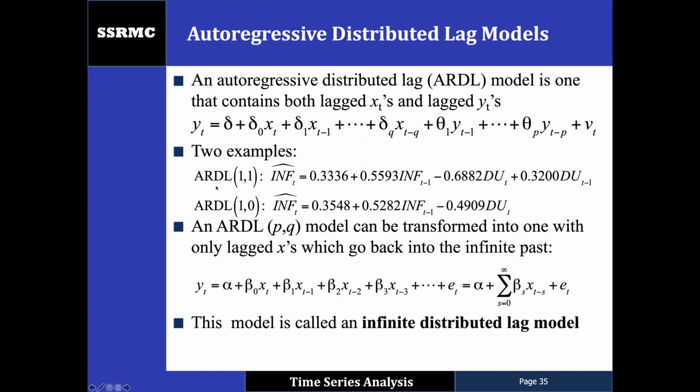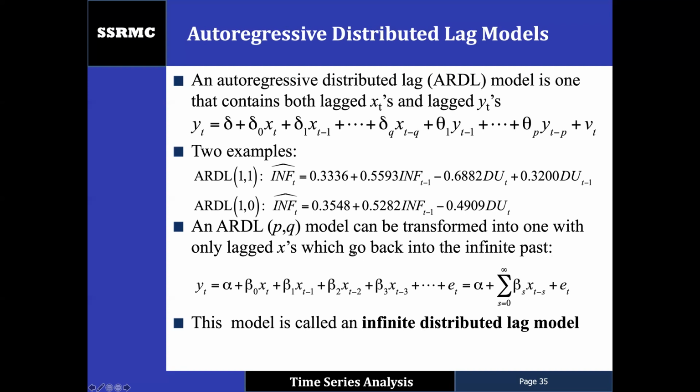So for example, we have this ARDL(1,1) model, which means we only include lag terms for the dependent and independent variable up to lag 1. You may have an ARDL(1,0) model, which means we have the lag terms of the dependent variable only, and we have the current term of the independent variable in the regression model.